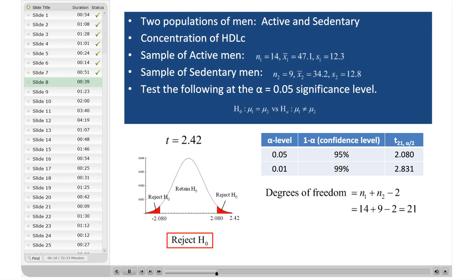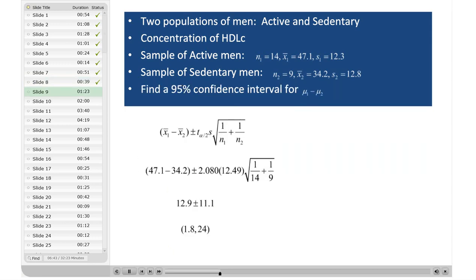And in the context of this problem, that means we're rejecting the hypothesis that active and sedentary men have the same values of good cholesterol on average. Furthermore, we see that the active men have a sample mean which is higher than the sedentary men. So this study actually provides pretty good evidence that active men have higher levels of good cholesterol than sedentary men on average.